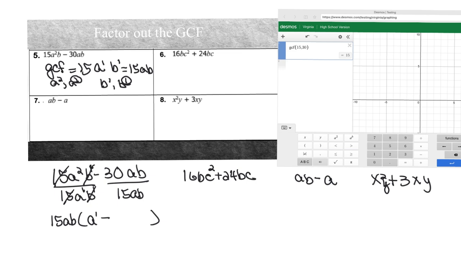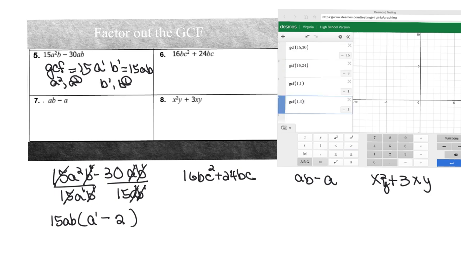I'm going to subtract. 30 divided by 15 is 2. I have a to the first and a to the first on top and bottom. They cancel. B to the first and b to the first cancel. So my second term is just minus 2. Now I could do the same thing and distribute to check this.